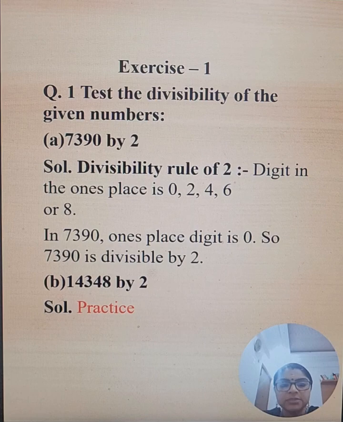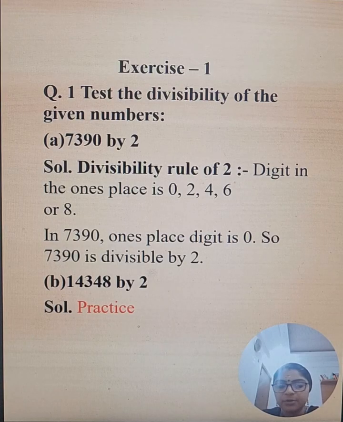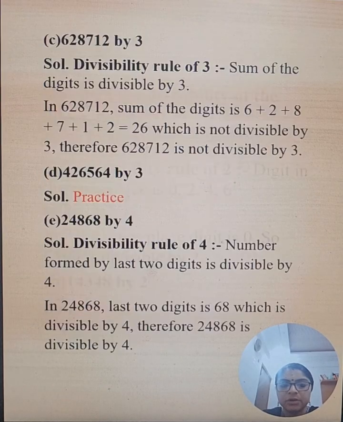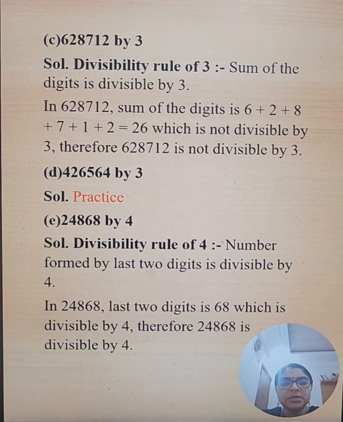Likewise, the second question: is 14348 divisible by 2 or not? You have to check it. The same rule you have to follow for the second one. Then the third question, the divisibility of 628712 by 3. According to the divisibility rule of 3, we have to first find the sum of the digits. If the sum of the digits is divisible by 3, then we can tell the entire number is divisible by 3.